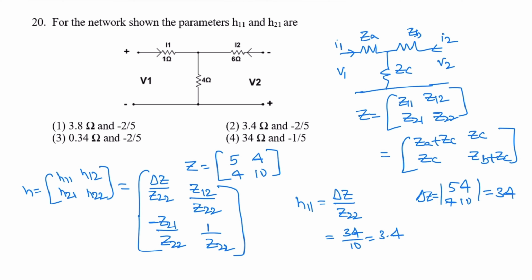Similarly, H21, as per the question, H21 is minus Z21 by Z22, that is minus 4 by 10. Its value is minus 0.4. So the correct option is 2: 3.4 and minus 0.4. 2 by 5 is 0.4.